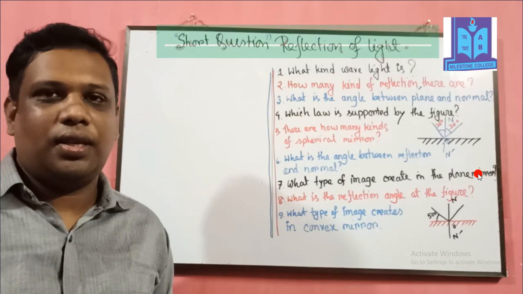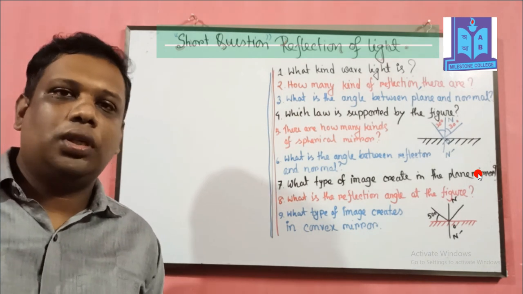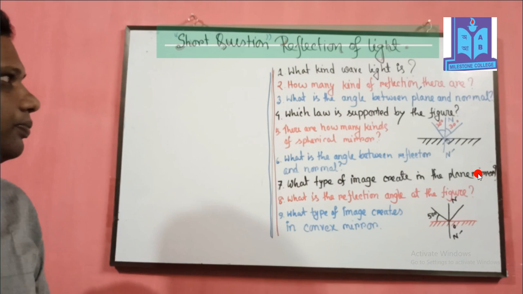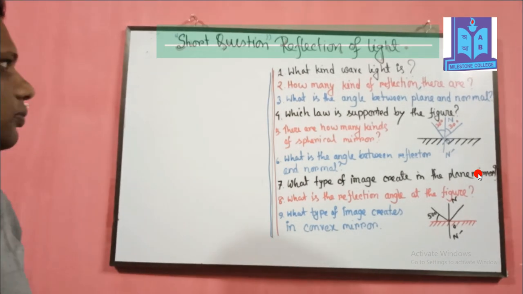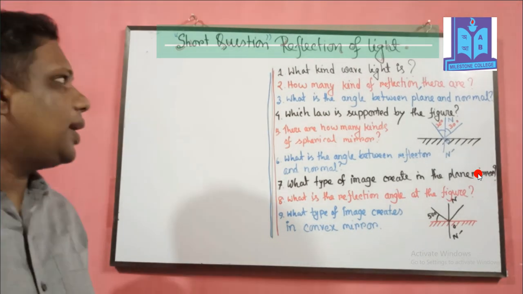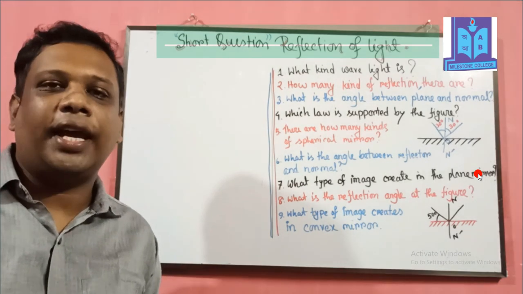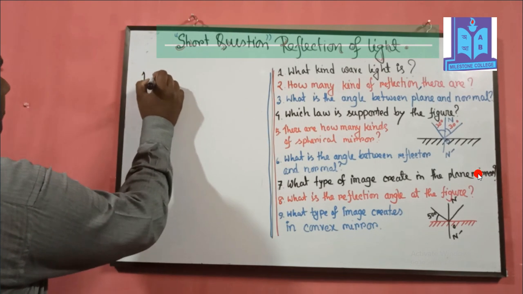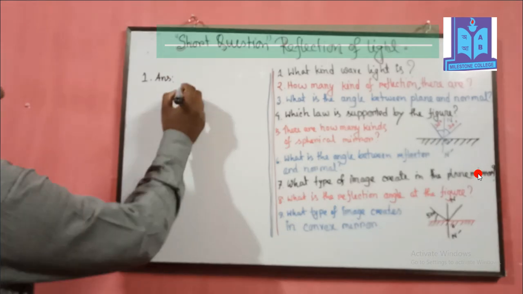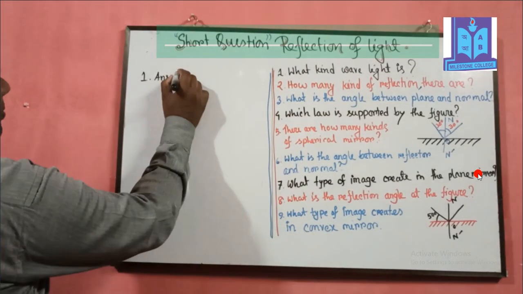So, let's start. Okay, my dear students, now we are going to solve the short questions. It is from chapter 8, Reflection of Light. So, here are some short questions. First of all, what kind of wave is light? We all know the answer. The answer to number 1 is electromagnetic wave.